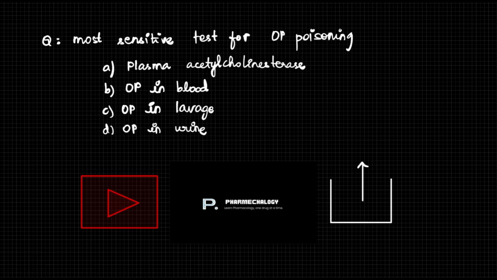Here comes the last slide and the MCQ for today's concept of OP poisoning. The question says, what is the most sensitive test for organophosphate poisoning? And the options are plasma acetylcholine esterase test, organophosphates in blood, organophosphates in lavage, and the last option is organophosphates in urine. I want you to analyze this question.